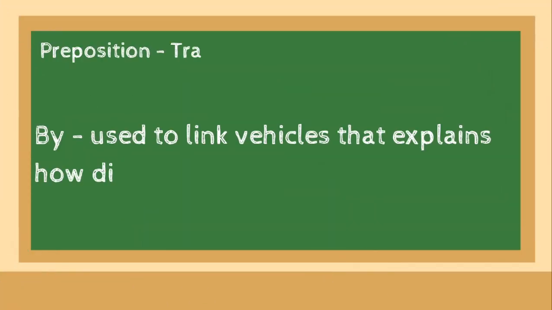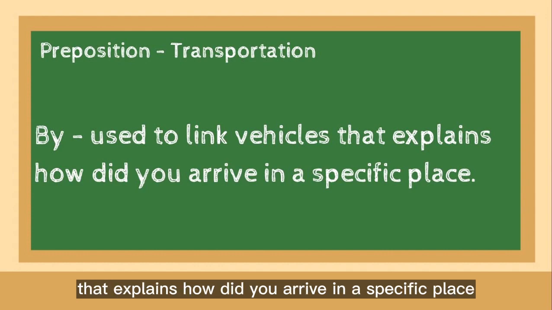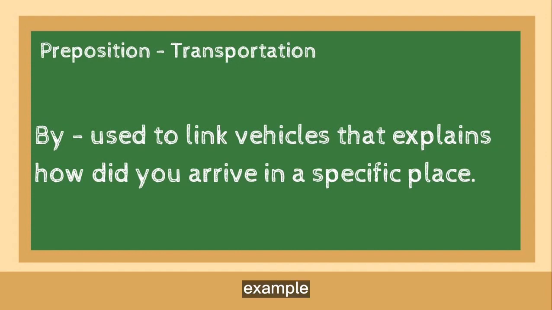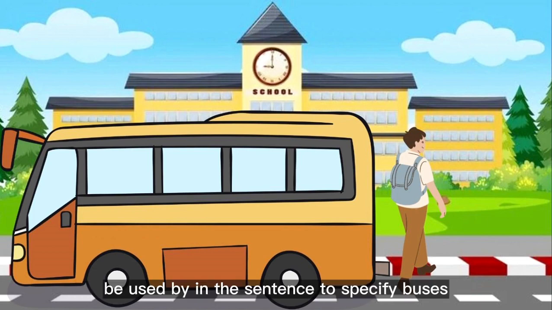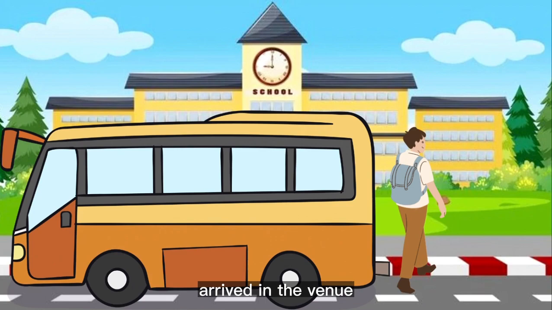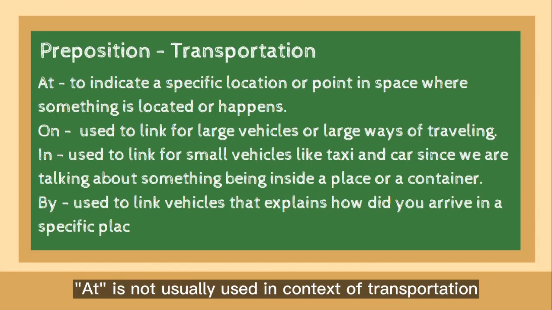Preposition, transportation, by. Used to link vehicles that explain how you arrived in a specific place. Example: the participants arrived in the venue by their buses. We use by in the sentence to specify buses as a particular vehicle that participants used to arrive in the venue.